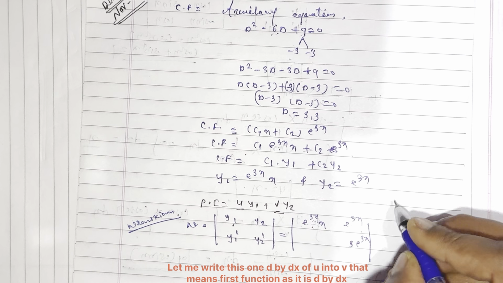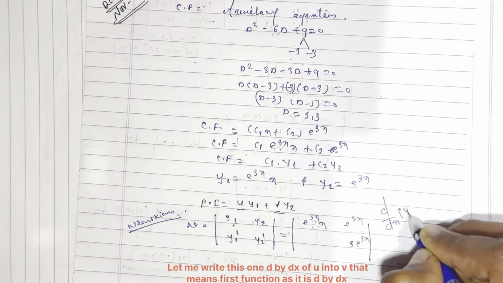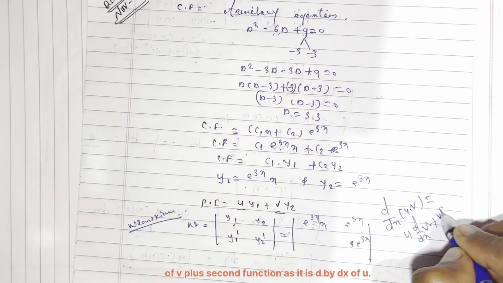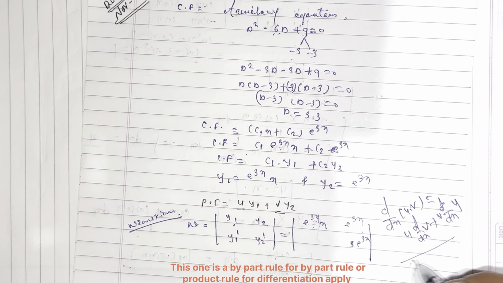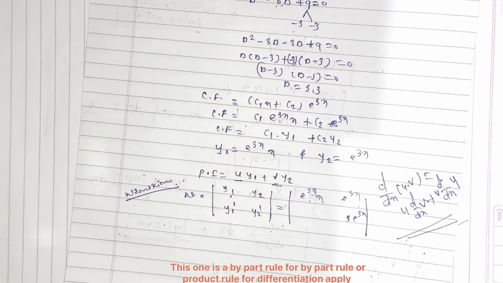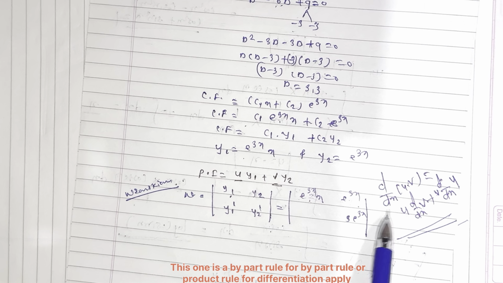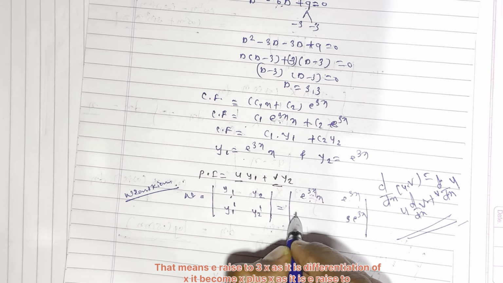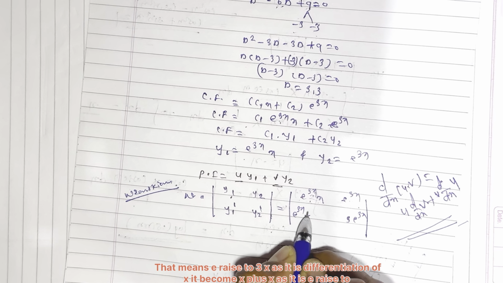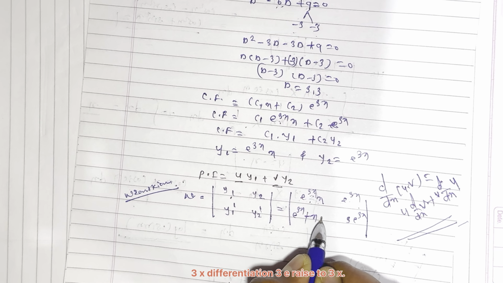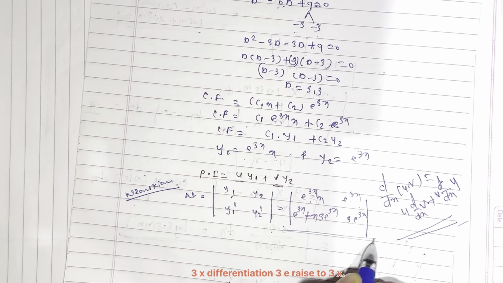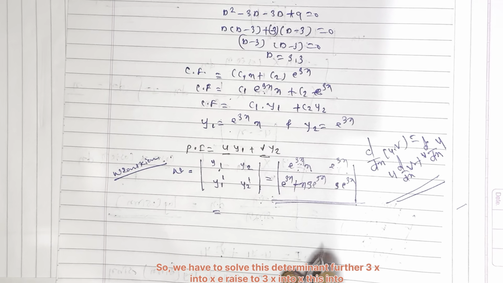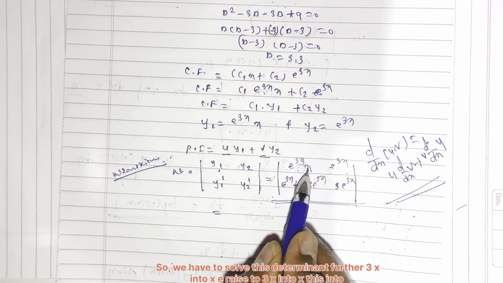Let me write this one, d by dx of u into v. That means first function as it is into d by dx of v, plus second function as it is into d by dx of u. This one is the product rule for differentiation. Apply this rule as it is here. That means e raised to 3x as it is, differentiation of x becomes 1, plus x as it is, e raised to 3x differentiation 3 e raised to 3x. This one is our determinant, so we have to solve this determinant further. e raised to 3x into x, this into this.